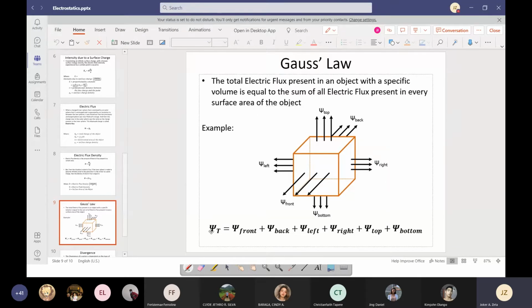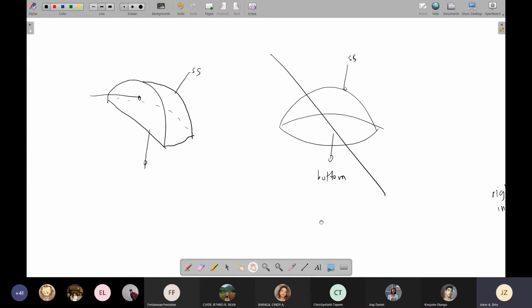if we are going to apply an example. Okay, let's apply an example of Gauss law.